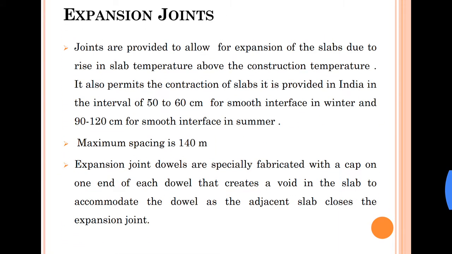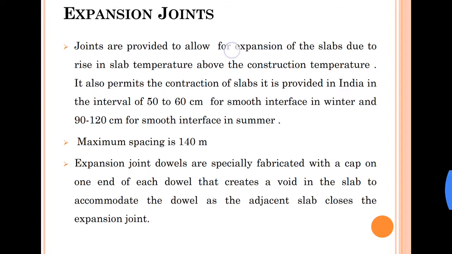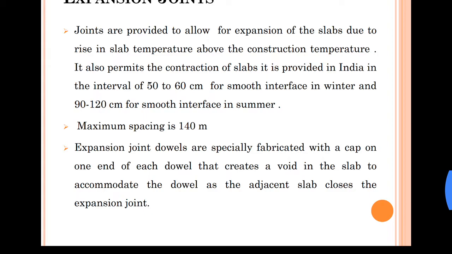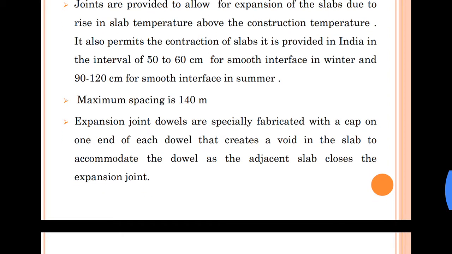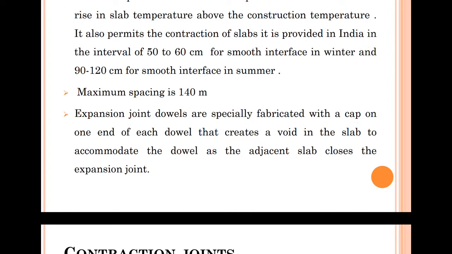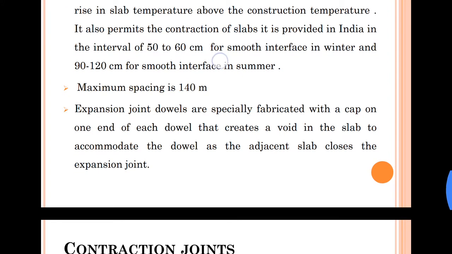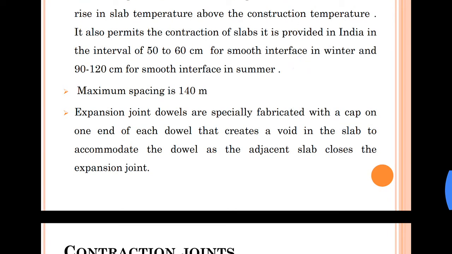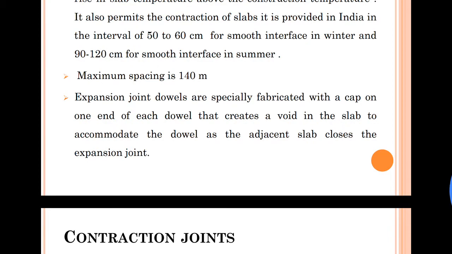Expansion joints are provided to allow for expansion of slabs due to a rise in slab temperature above the construction temperature. They also permit the contraction of slabs. In India they are provided at intervals of 50 to 60 centimeters for smooth interface in winter and 90 to 120 centimeters for smooth interface in summer.